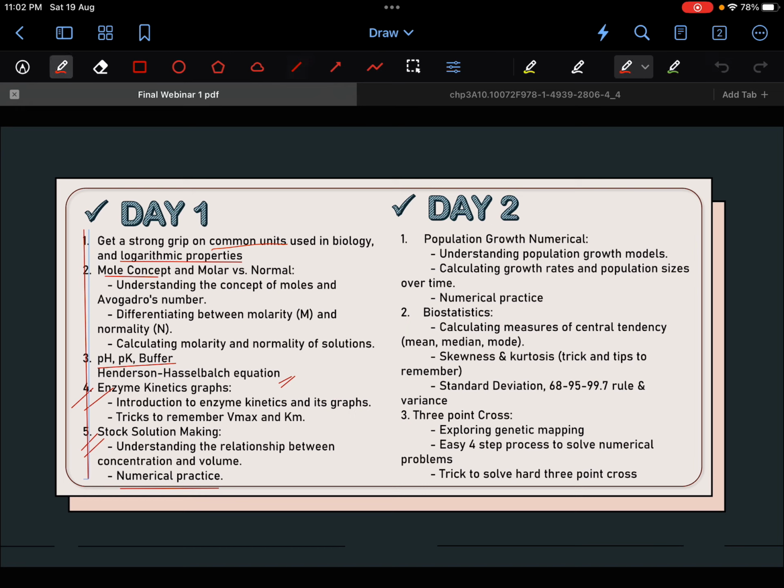And on the second day, there are many topics like population growth and biostatistics. And under biostatistics, there are a lot of things, a lot of concepts, and a lot of minute numericals that you will learn. And you will also learn about gene mapping. That's the 3-point cross, and I will explain the gene mapping in a very convenient 4-step process to solve any 3-point cross numerical problems. Okay, now let's start with day 1.